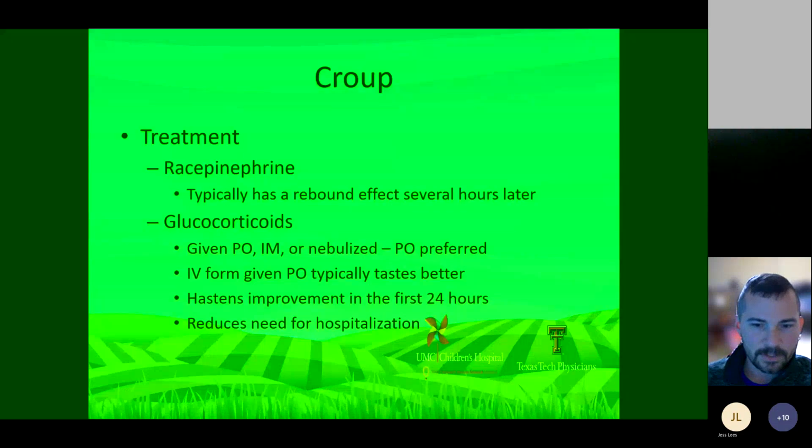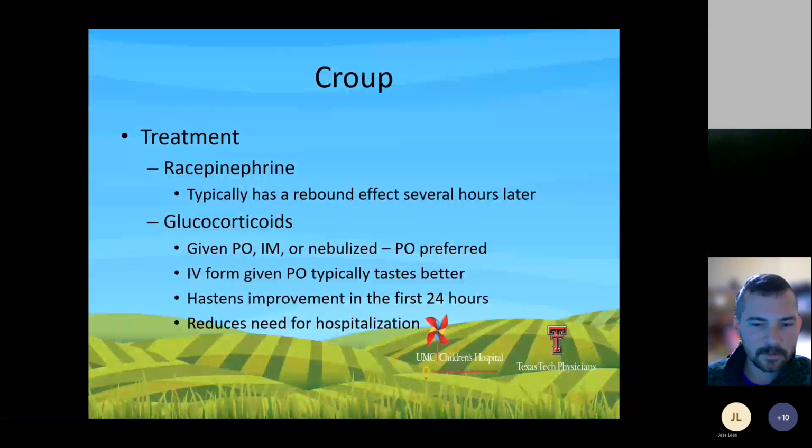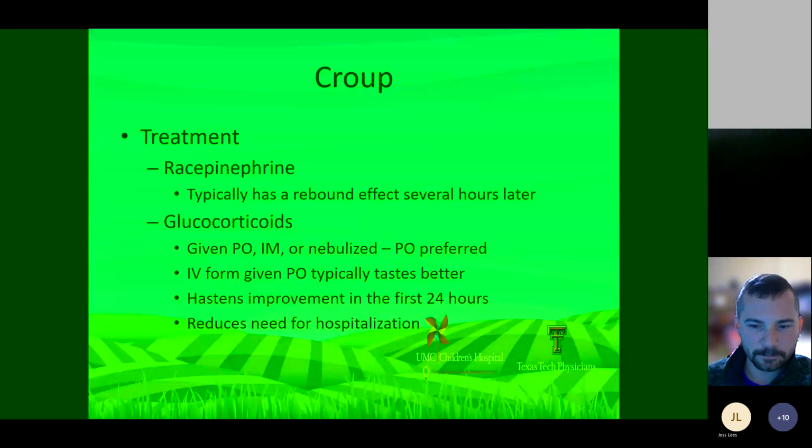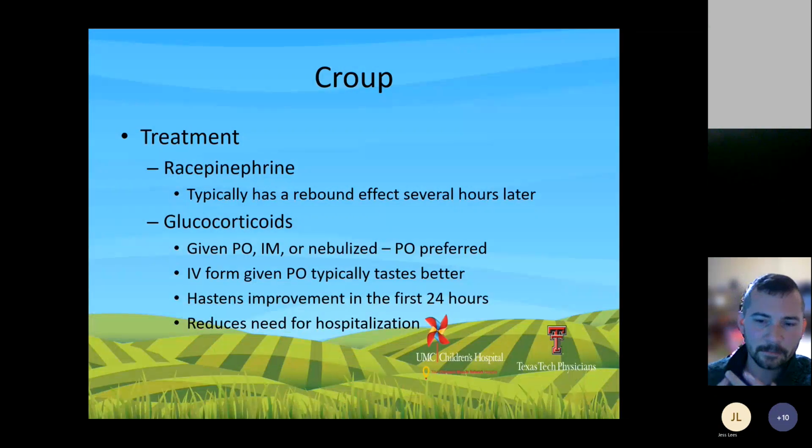So glucocorticoids, typically the first line treatment, most facilities use dexamethasone. It can be given PO, IM, or nebulized. Hopefully PO is preferred. Nebulized, plus or minus, benefits. There are facilities who do tend to use that, and you have less systemic effects. However, PO is the standard of care currently.